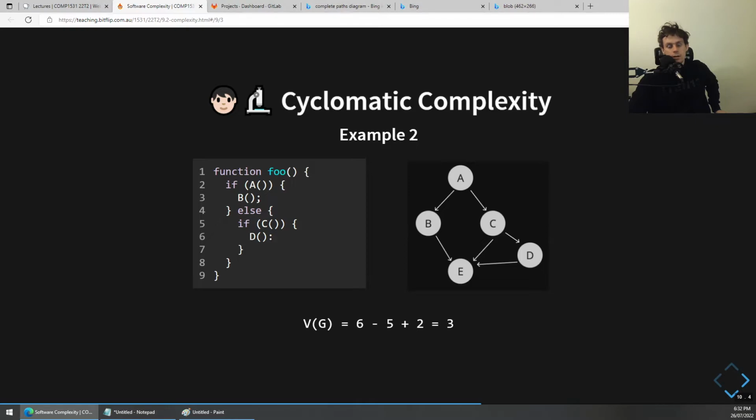We have a different answer. On the slides we have 6 minus 5 plus 2. And this is because the diagram has been drawn differently here. Does that mean we got it wrong? No, not necessarily. What this probably means is the diagram being drawn here is slightly more succinct.